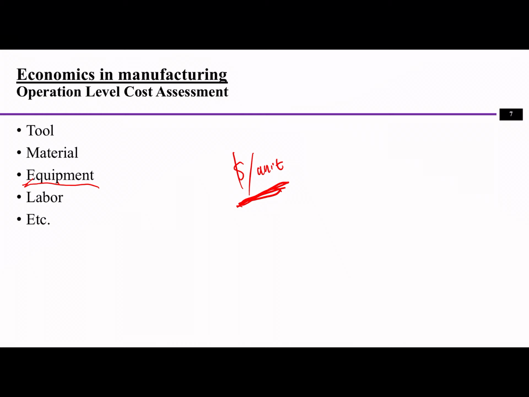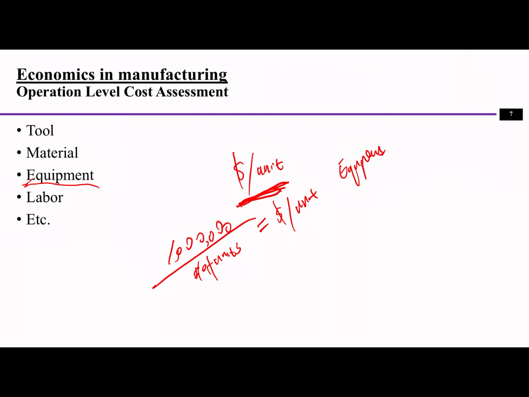So suppose the equipment is $1 million. That's divided by the number of units, right? So you get dollar per unit for the equipment. You can see if you make more products, the cheaper the equipment cost is, right? If you make fewer products, the equipment cost is going to go up. So that's why it's a fixed cost for equipment.